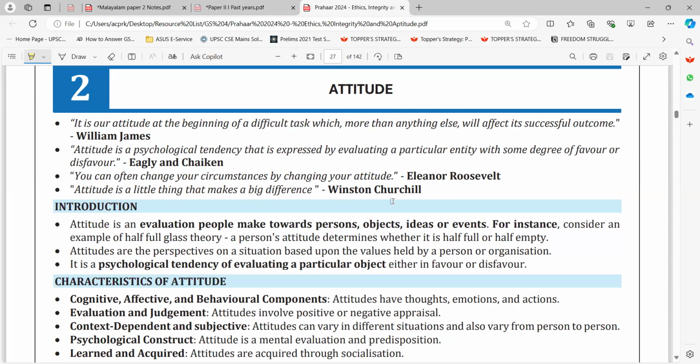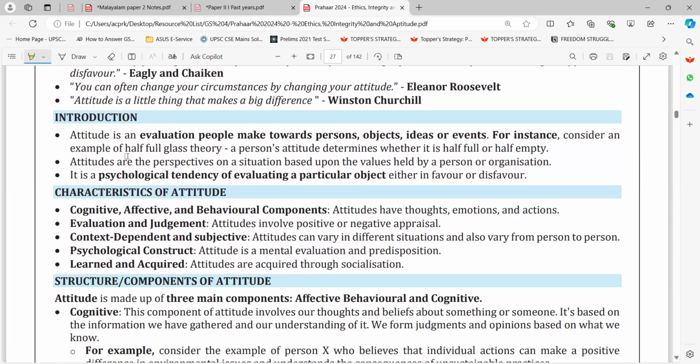Attitude is a little thing that makes a big difference. Winston Churchill. Okay. Introduction. Attitude is an evaluation people make towards persons, objects, ideas, or events.